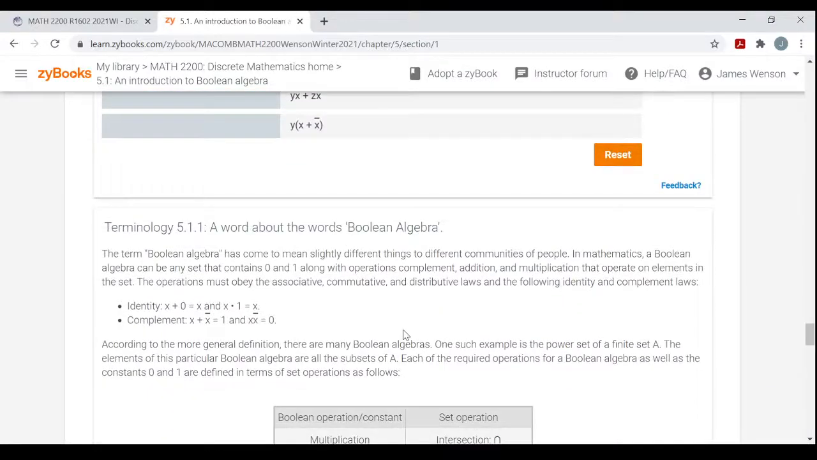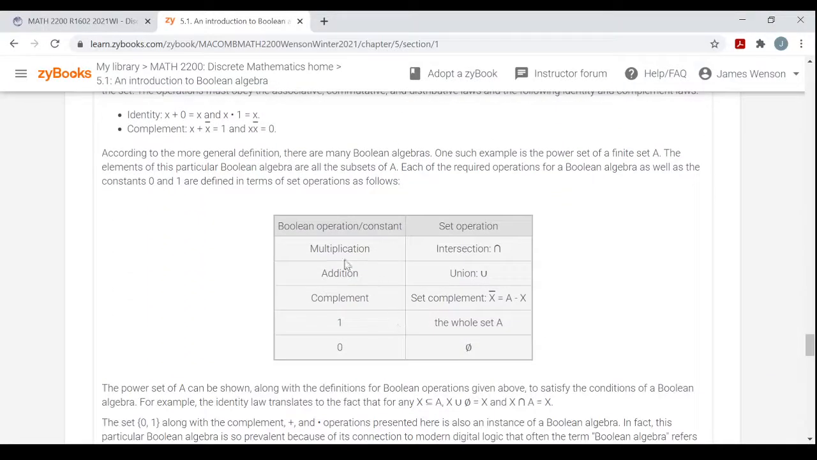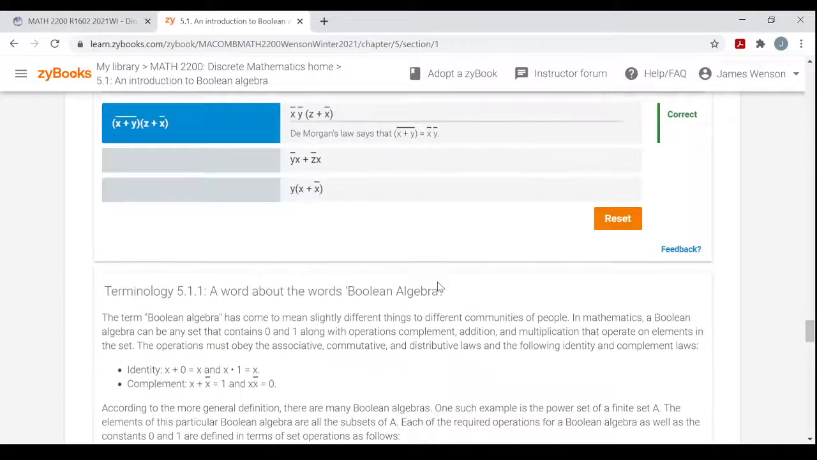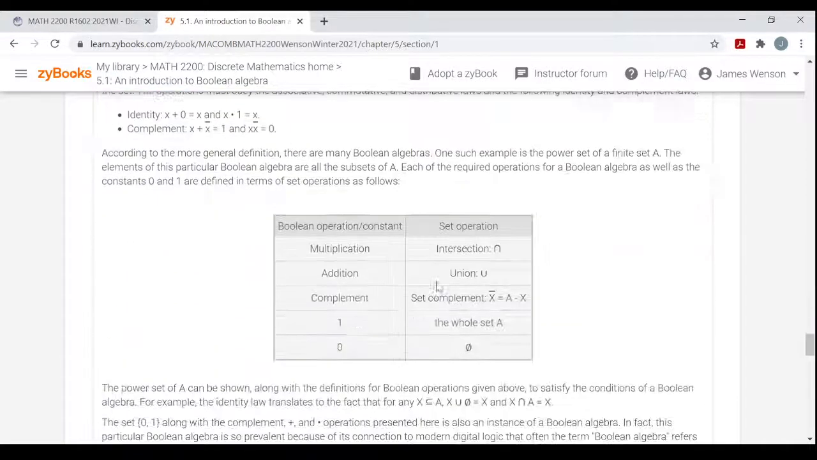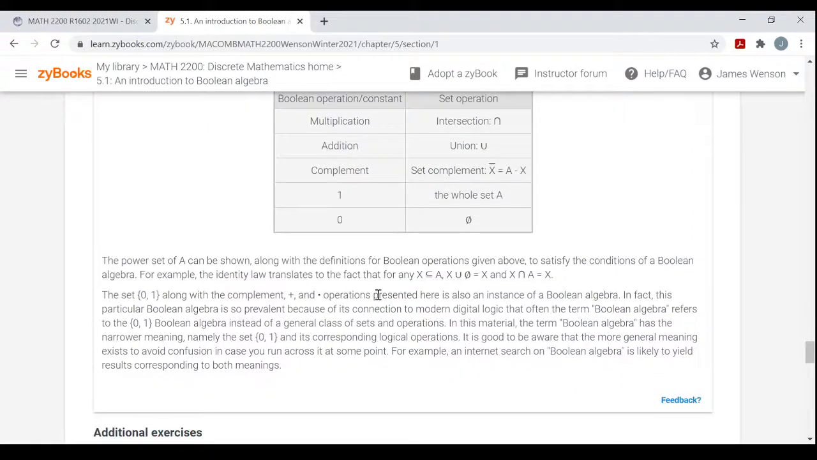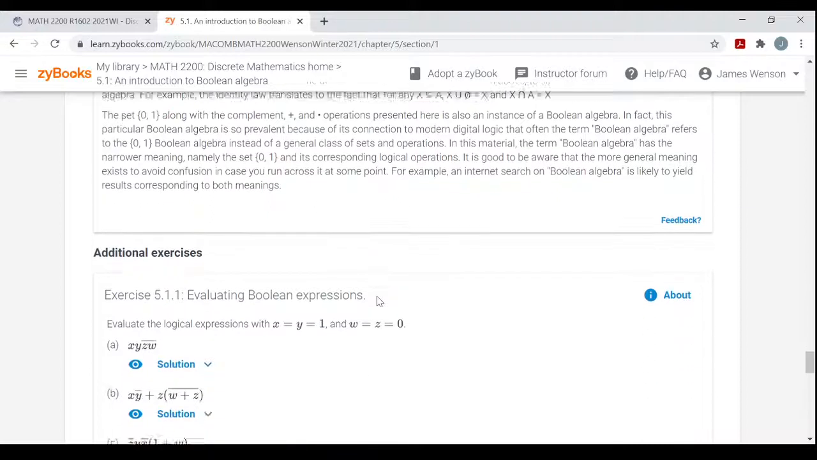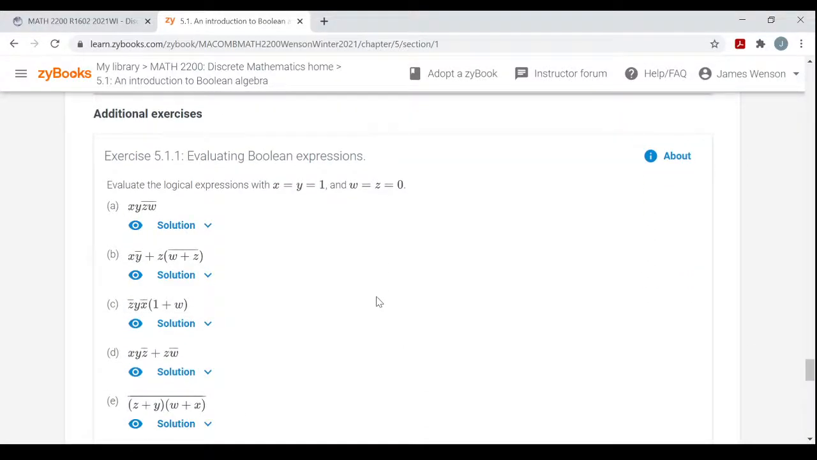And then they got a word about Boolean, and again, they're just reminding you that multiplication is like intersections in sets, addition is like unions, right? Because earlier they said this was like propositional logic, and now they're saying, hey, remember sets as well? All this stuff is coming back. It's very similar. And then you have your additional exercises.